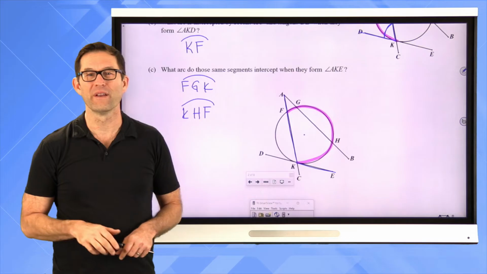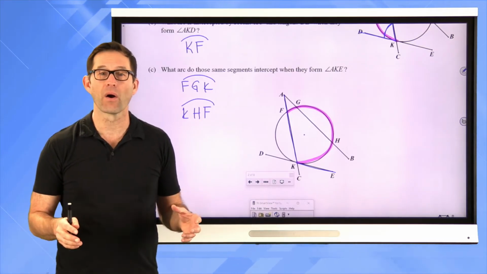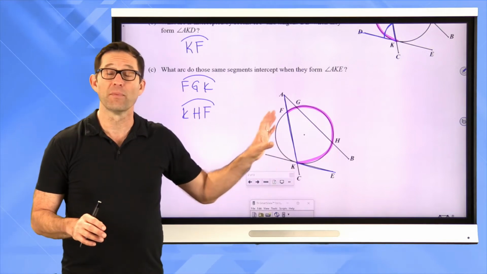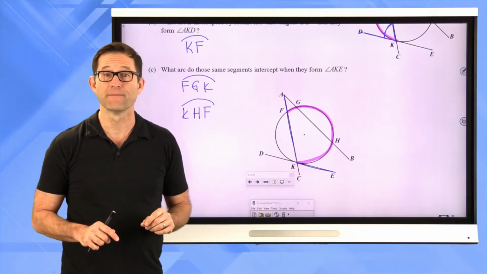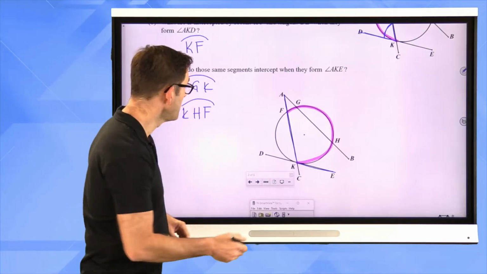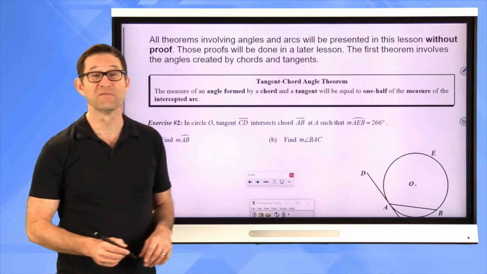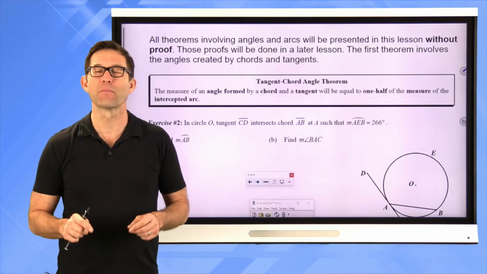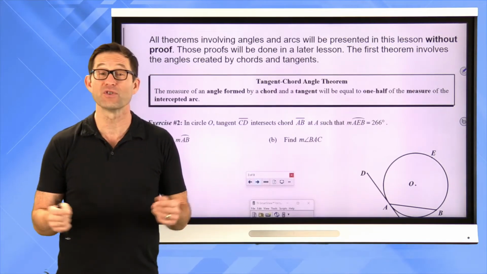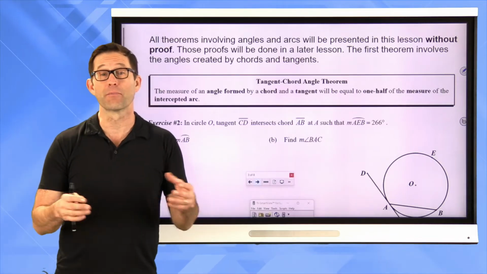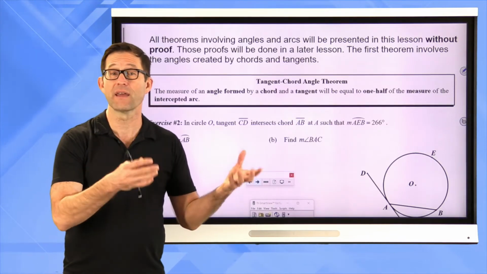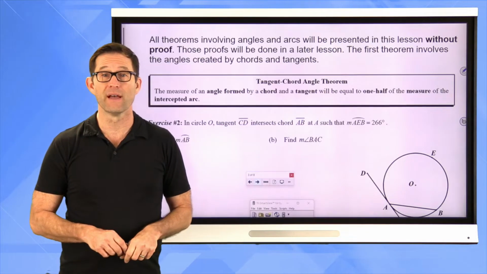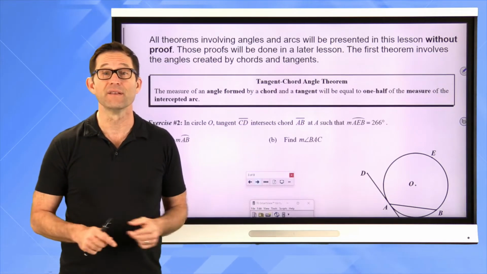What will be important is being able to identify the arc so that we can figure out how large the arc is, and that will then help us figure out how large the angle is. All right, and that is a little bit challenging, as apparently I just showed. Now, all theorems involving the angles and arcs will be presented in this lesson without proof, which is weird for us. Very often we either prove a theorem and then we use it, or we state a theorem, use it, and then we prove it. Those proofs will be done in a later lesson, in theory in the next lesson in this series.